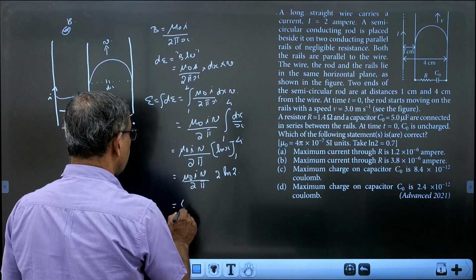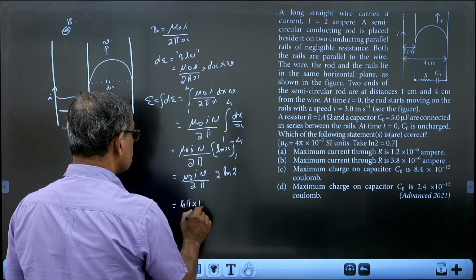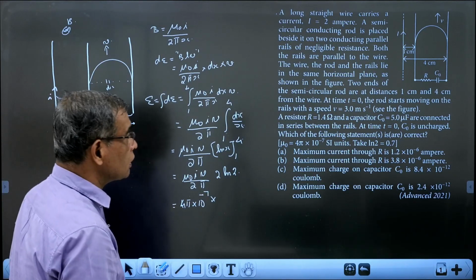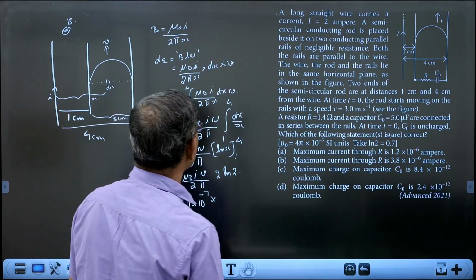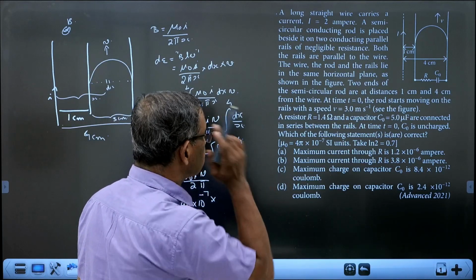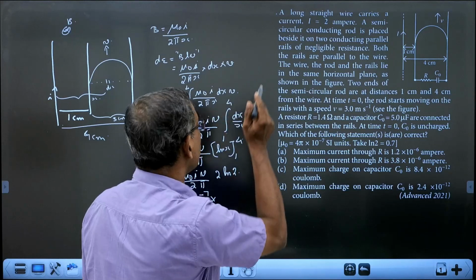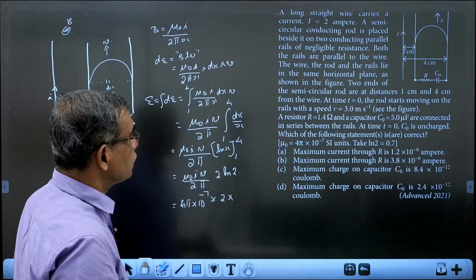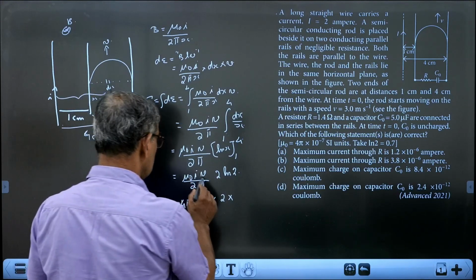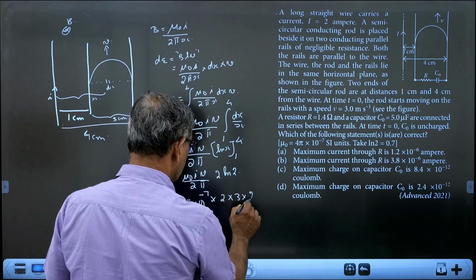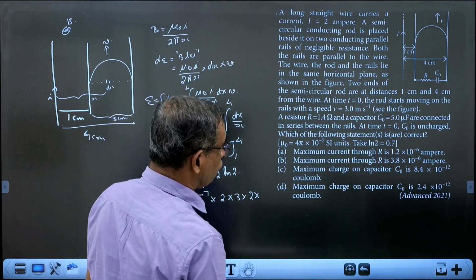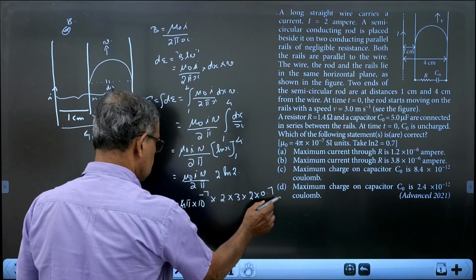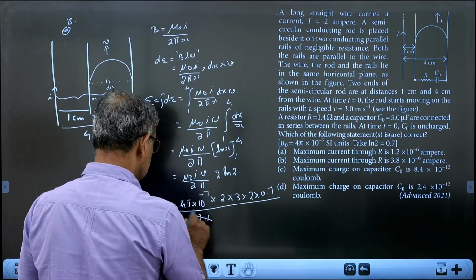Now substituting this, we get the expression for the value of EMF induced. That is equal to mu 0, 4 pi into 10 raised to minus 7, into I, the current through the conductor. In the problem it is said that the current is 2 ampere, and it moves with a velocity equal to 3 meters per second. So 3 into 2 into log 2, given there as 0.4 or 0.7, by 2 pi.